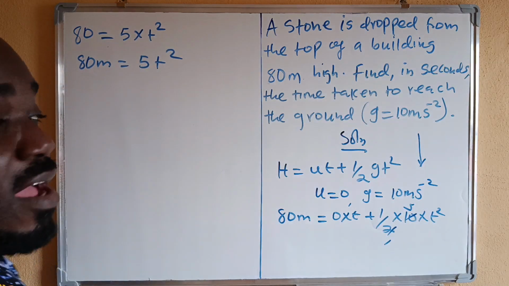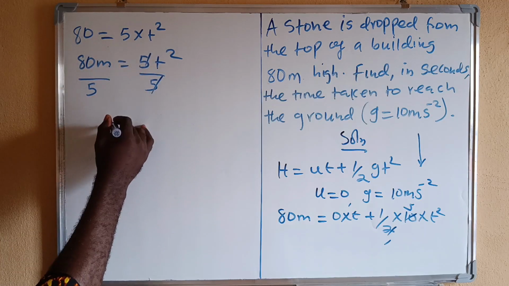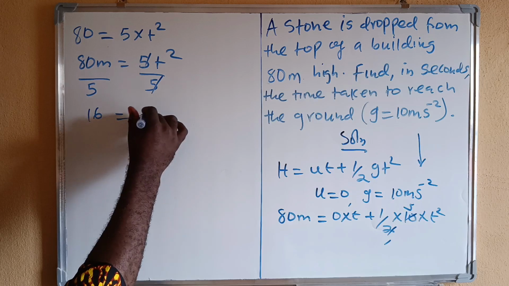Now divide both sides by 5. So 5 goes here and 5 goes here. 5 goes into 80 sixteen times. So my 16 is t squared.